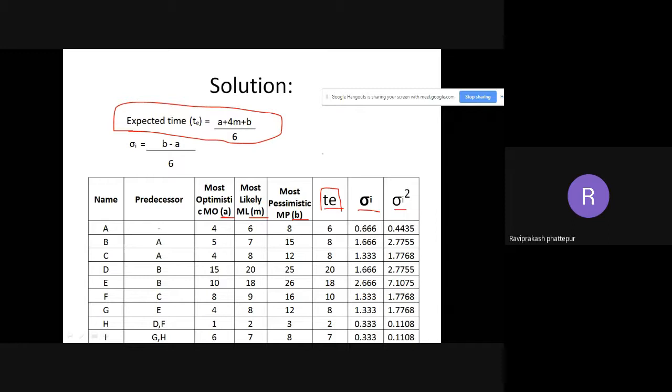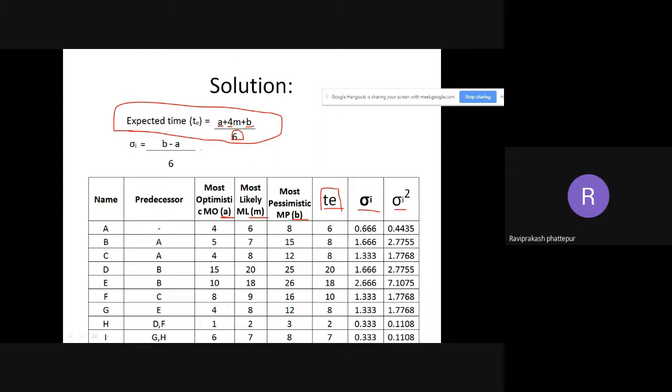So if you see here, how many are there? 4. This is 4. This is 5. And this is 6. So basically, we are taking the average kind of thing. That's why it is divided by 6. So there are 6 here: 4m is 4, 1b is 5, and 1a is 6. So divided by 6. This is the average time, or the average duration, that we are calculating for the activity.